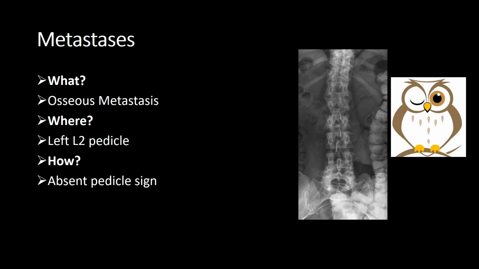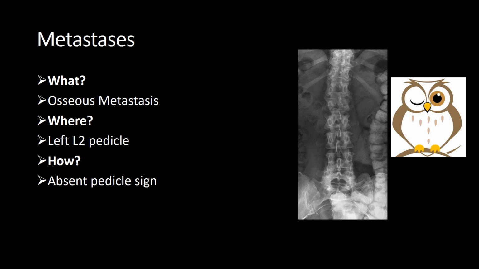So here we go. Here's T11, so we've got pedicles here, here, here, and here. And then suddenly in L2, you've completely lost that pedicle. Some people like to think of the vertebrae as an owl. So your pedicles are the eyes, the spinous process is the beak, and the vertebral body is the little owl itself. So people use this winking owl to remind them that they have to check for pedicles.